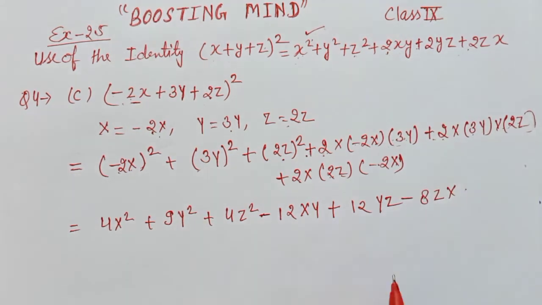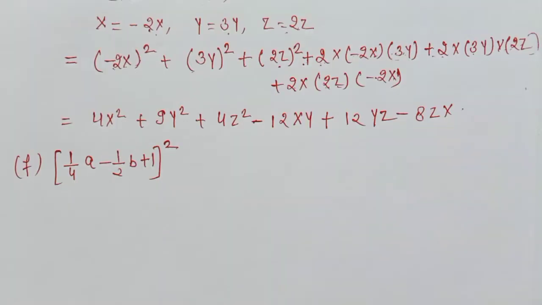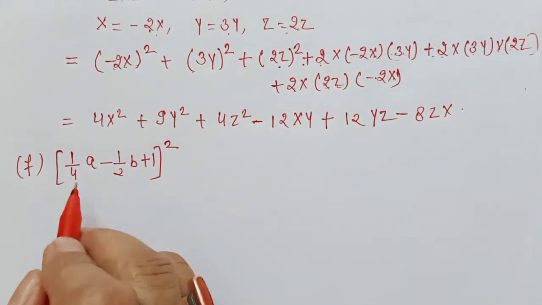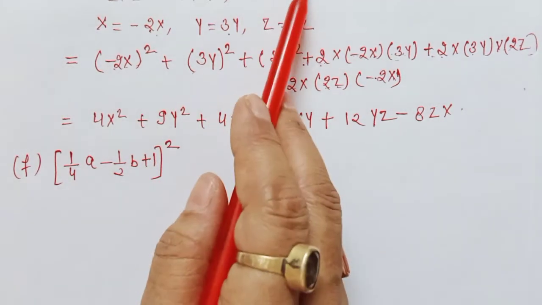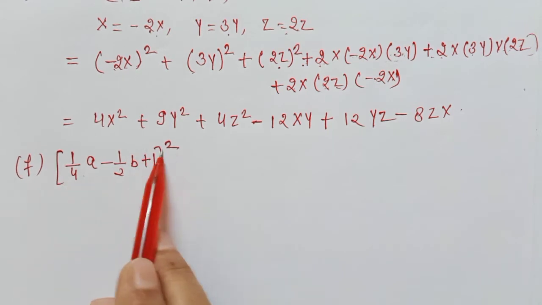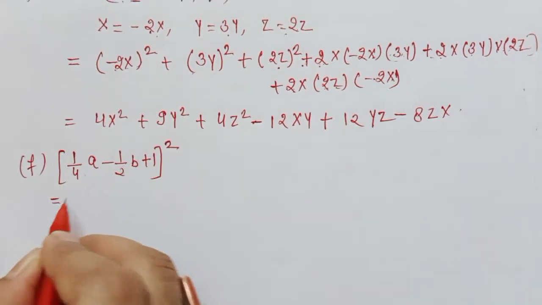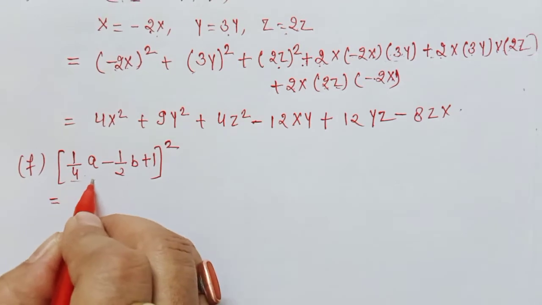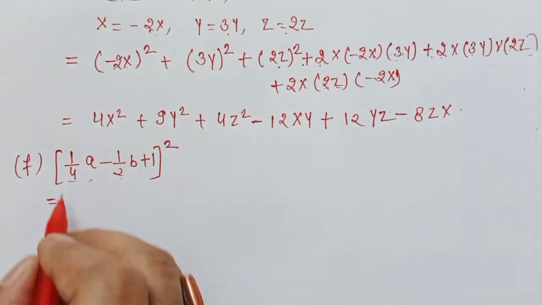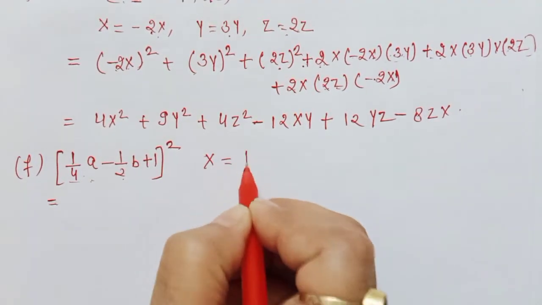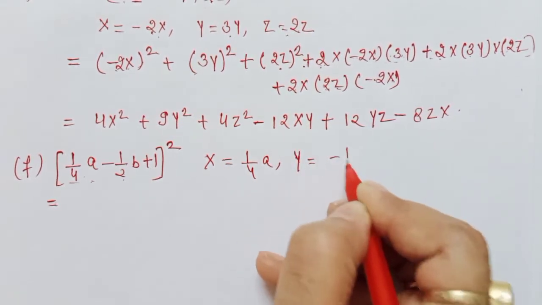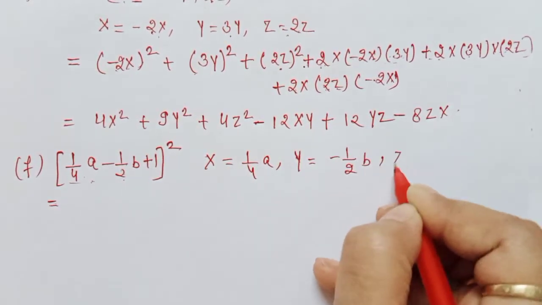Let us take another example. This is part F of your exercise. Let us expand this using this formula. We are also having three terms here including a bracket of square. So how will you expand this? First of all, write down what is x in your question, what is y in your question, and what is at the place of z in your question. So x equals 1 upon 4a here, y is minus 1 by 2b, and z is 1.